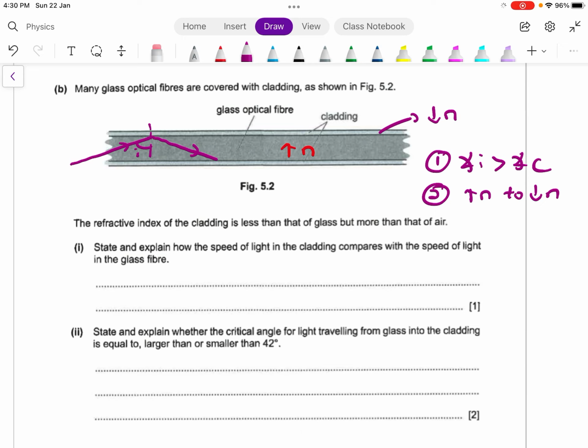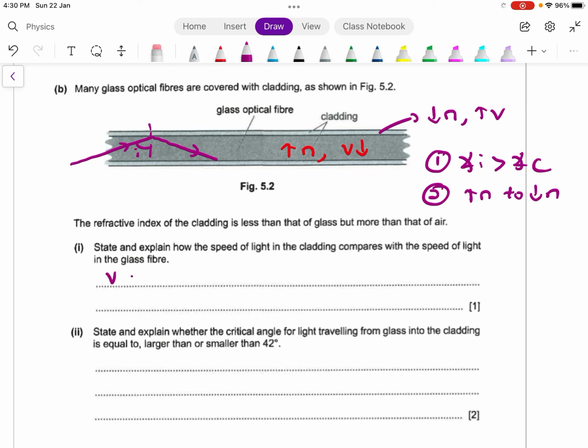Okay, so they say, explain how the speed of light in the cladding compares to the speed of light in the glass fiber. Since we know that the glass optical fiber is more dense, more dense means the speed of light must be lesser. Then for the cladding, since the cladding has less optical density, the speed of light will be greater. So you just explain in this manner.